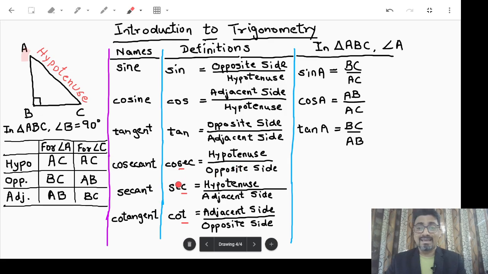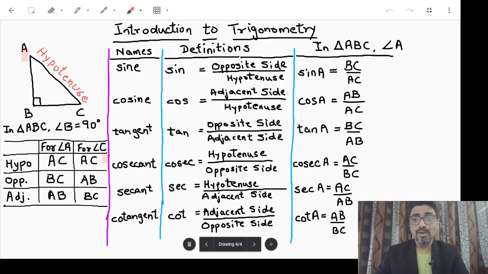Next is sec, third letter C. What starts with C in the original? Cos. If cos was adjacent side upon hypotenuse, sec will be its reciprocal, hypotenuse upon adjacent side. And the last, the sixth trigonometric ratio is cot. Observe the third letter T in the original. T stands for tan, and tan was opposite side upon adjacent side. So its reciprocal will be cot, that is adjacent side upon opposite side.